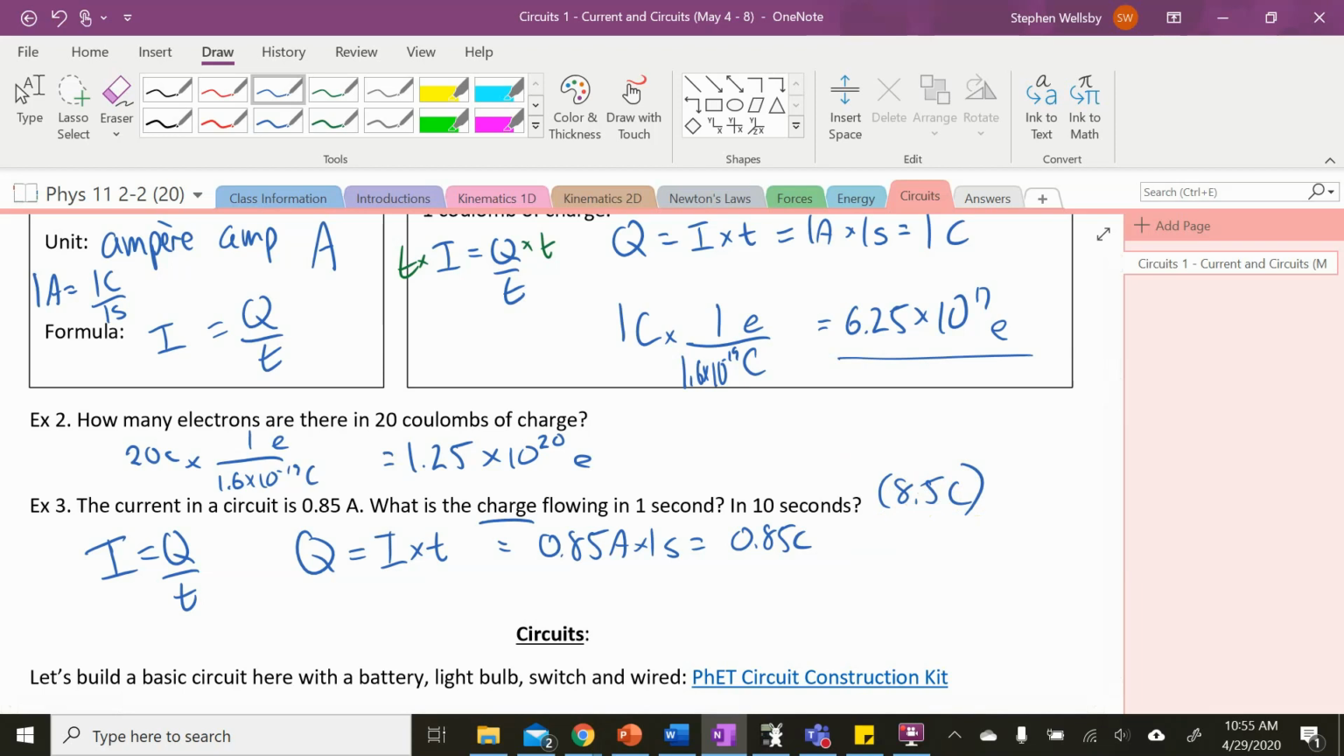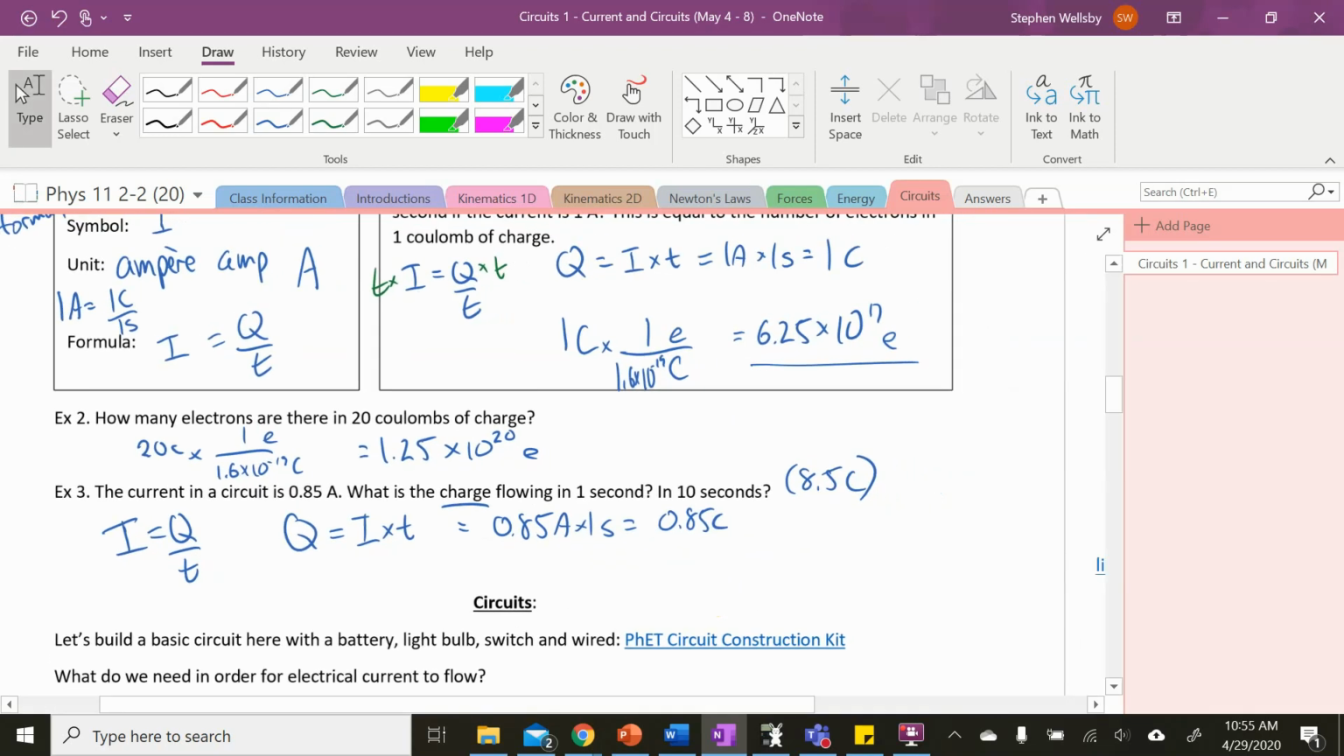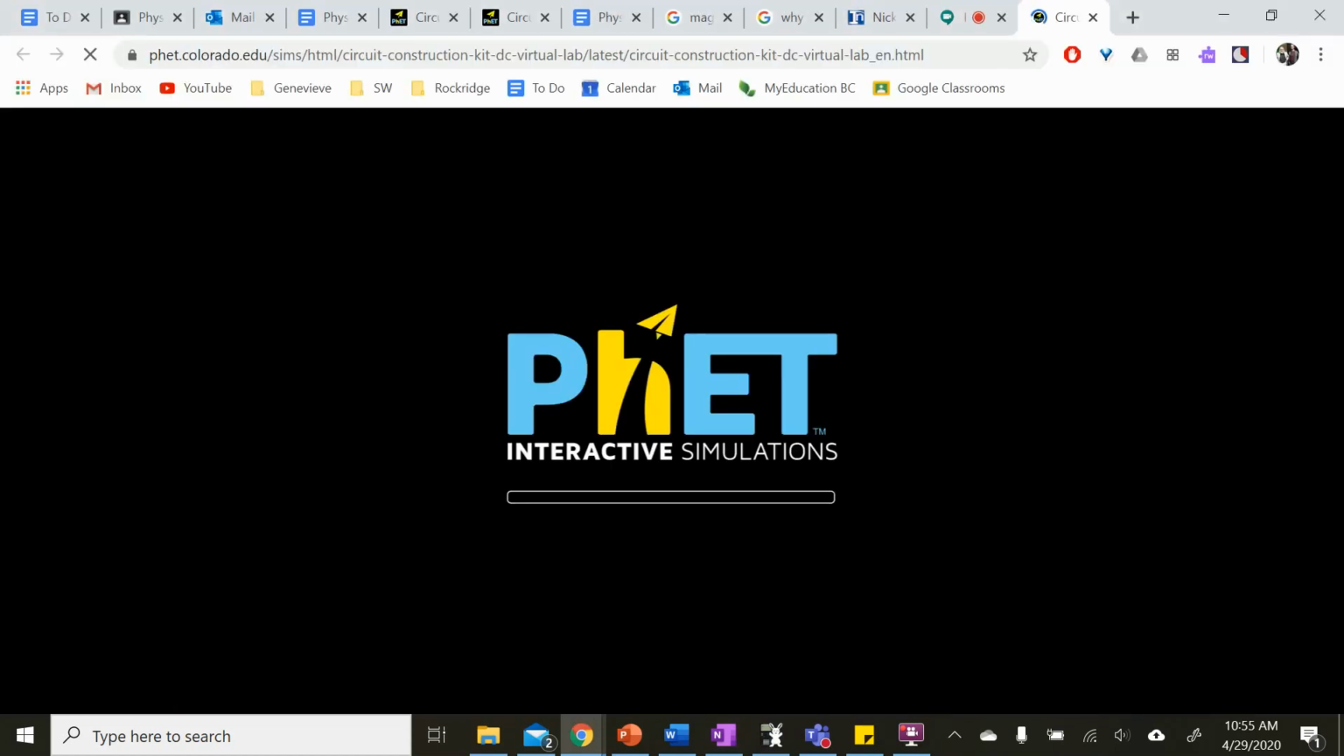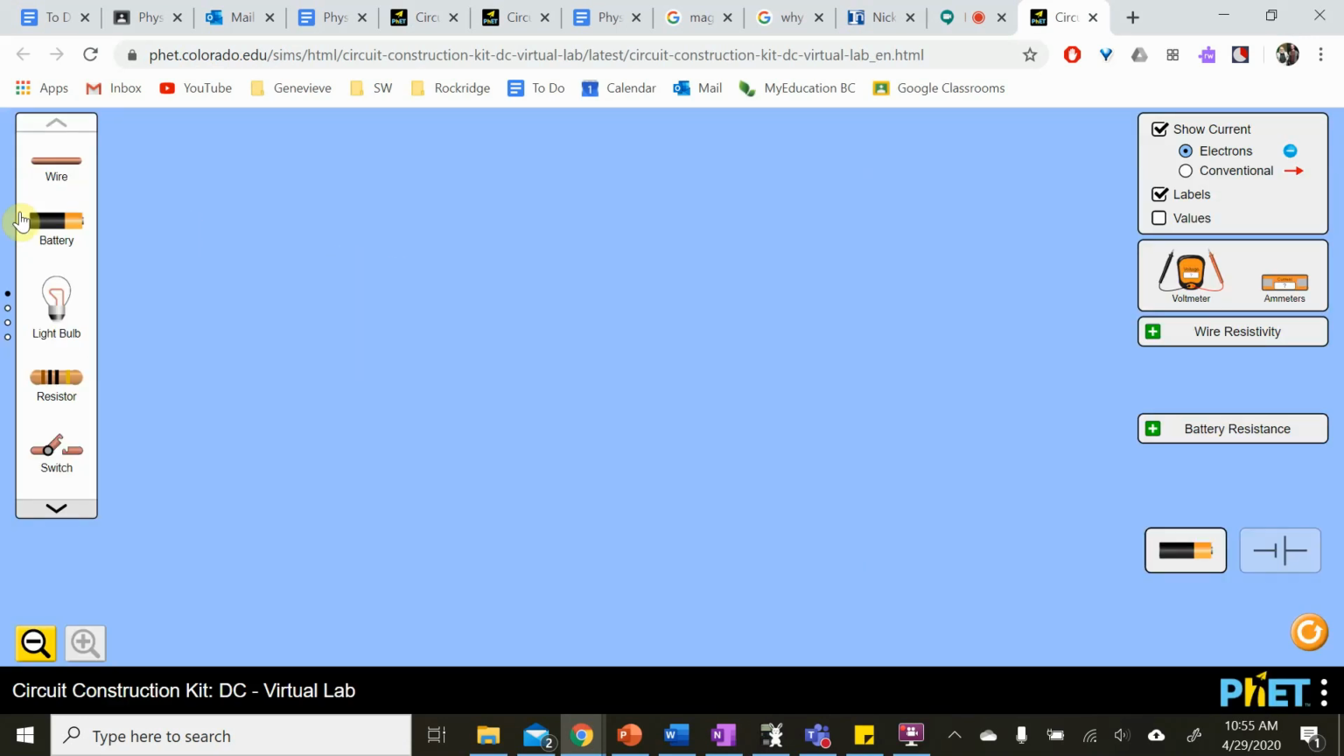Okay, so we have an understanding of what current is now to a certain extent, and we're going to try and build a circuit to see what it looks like in a practical sense. We're going to build a circuit here with a battery, a light bulb, a switch, and wires. So let's click on the link here. The link is also on your worksheet, and this is going to be your homework. Just follow along with me and we can see how this works.